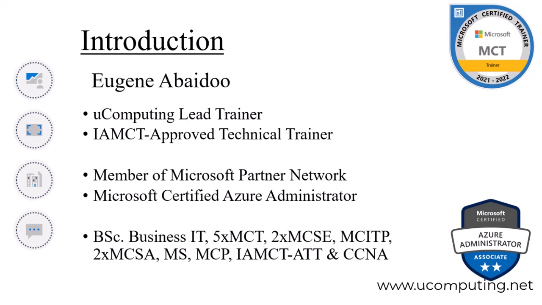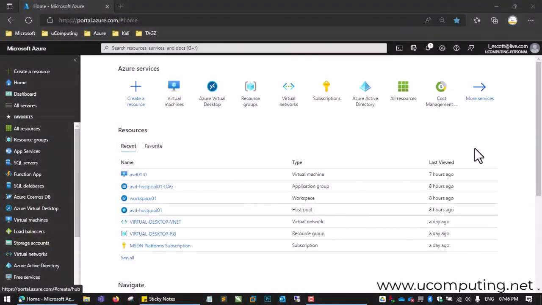My name is Eugene, and in this video we're going to have a look at how we can set up an Azure Virtual Desktop, formerly known as Windows Virtual Desktop. In order for you to set up an Azure Virtual Desktop, you need to make sure you have an Azure account. That's the first thing, and you also have an Azure subscription. I'm going to use my MSDN platform subscription today for this demo.